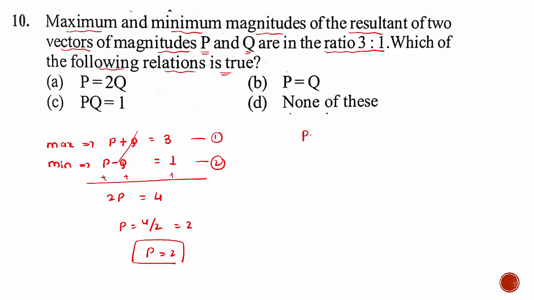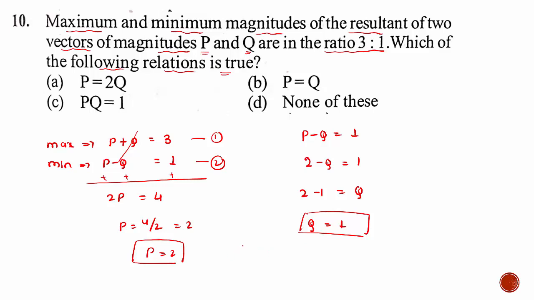And P minus Q is equal to 1. P value is 2, so 2 minus Q equal to 1. Q will go to the RHS side. So Q equal to 2 minus 1, which is how much? 1. So what it gives? P equal to 2, Q equal to 1.